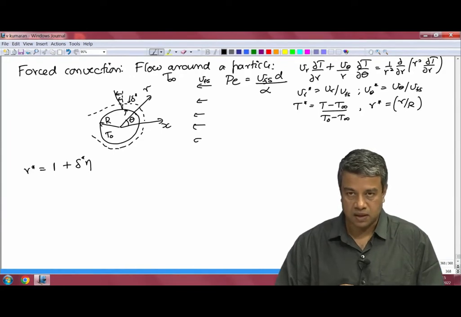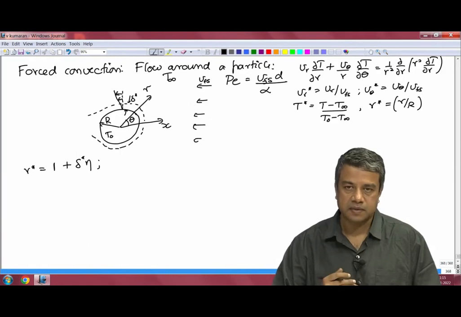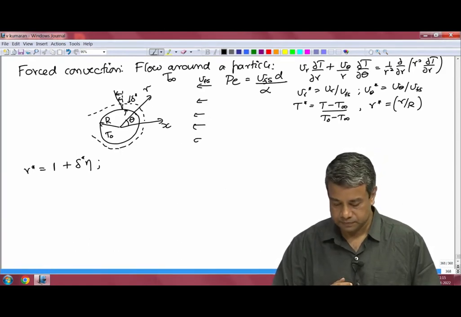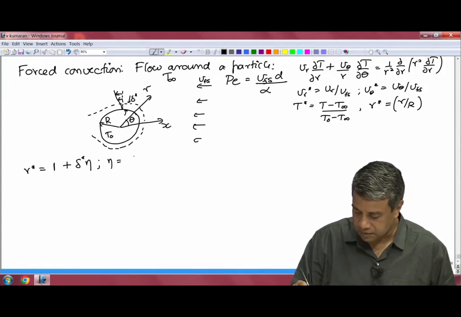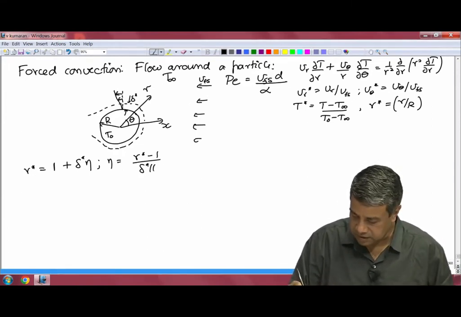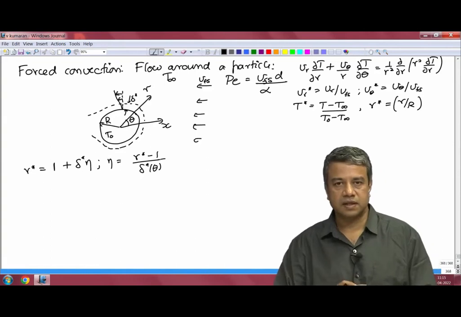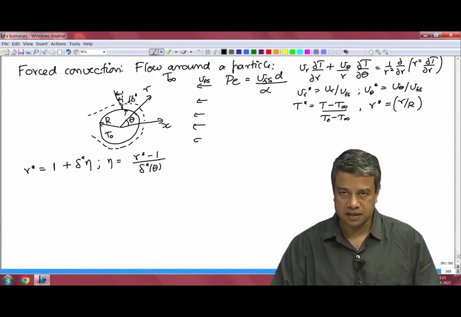Eta is order 1 in the boundary layer. It continues to remain finite in the limit as the Peclet number goes to 0. So, this gives us the definition for eta, which is equal to (r star minus 1) by delta star. So, that is the definition of eta. This delta star is a function of the streamwise coordinate, which in this case is theta. In the case of a flat plate, if you recall, the streamwise coordinate was x. In this case, the streamwise coordinate is in the theta direction.